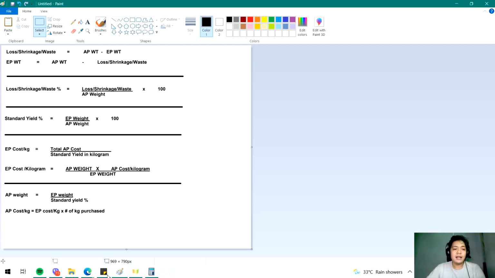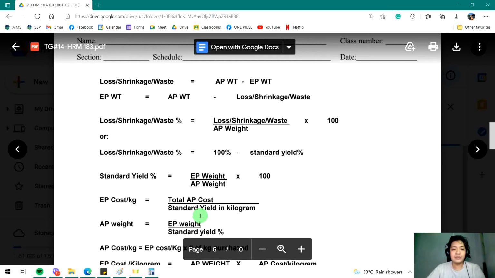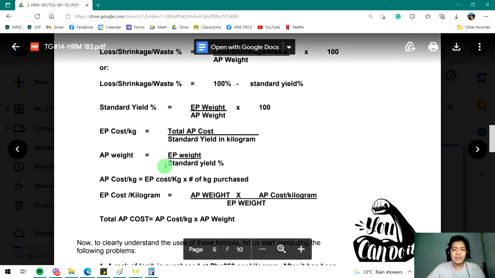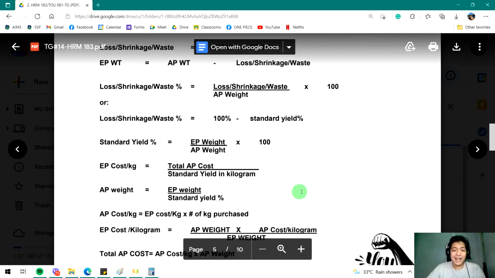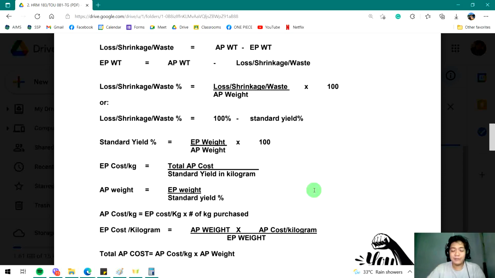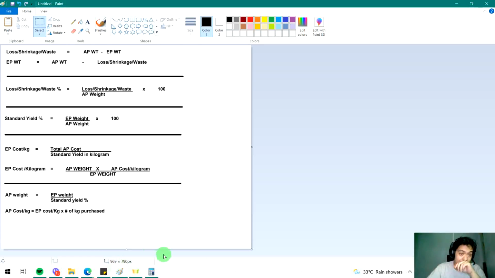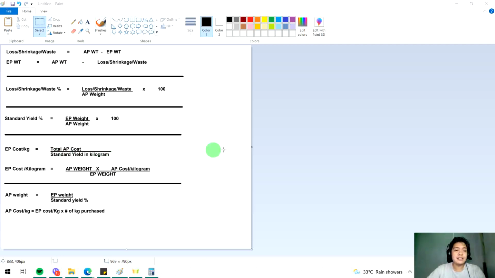And, well, to really better understand the formulas, it's better if we will have examples. And don't worry, alam ko nakakalito kasi walang division, sinalpakan kayo bigla ng napakadaming formula. So, I'll just send this to you as well. I tried to divide each formula doon sa mga purpose niya. So, we have here loss, shrinkage, waste, standard yield, EP cost per kilogram, and AP cost and AP weight. Para mas madali ninyong makita yung formulas para hindi siya masakit sa mata. Bibigay ko na lang din sa inyo to.